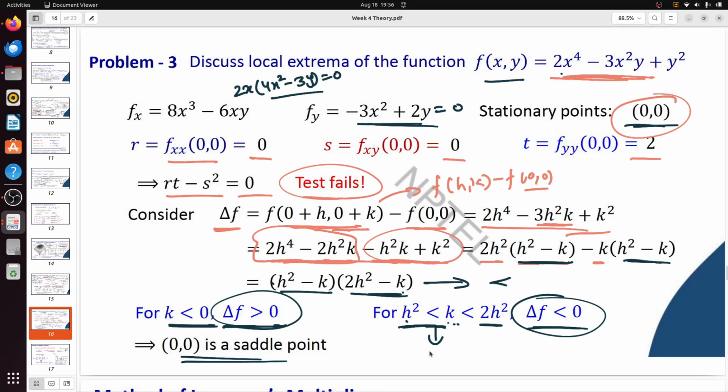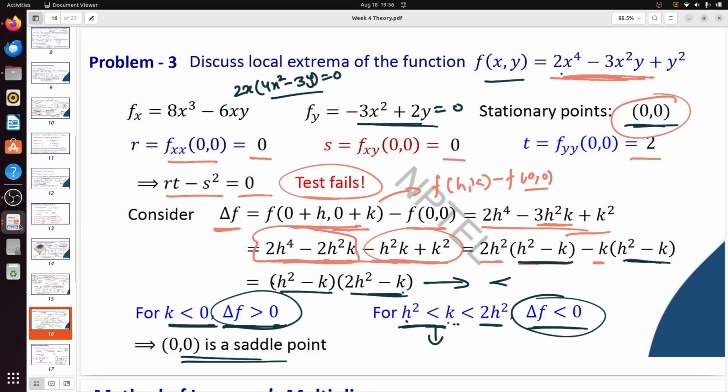For this part, you want to have k to be positive. Sorry, for this part you will have negative, and if you have h^2 greater than k, then you will have it to be positive. So whether delta f is greater than 0 or not depends upon h and k. So that's why (0,0) is a saddle point. You have a stable manifold of maxima as well as a manifold of minima. For some restriction you have delta f less than 0, and for some restriction you can also have delta f greater than 0.